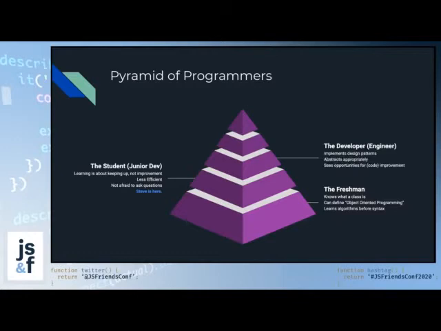The next level here is the developer. I would say this is where I'm at. This is where a lot of people are at. This is at a lot of companies called a software engineer level. A developer has learned design patterns, hopefully knows how to implement them.